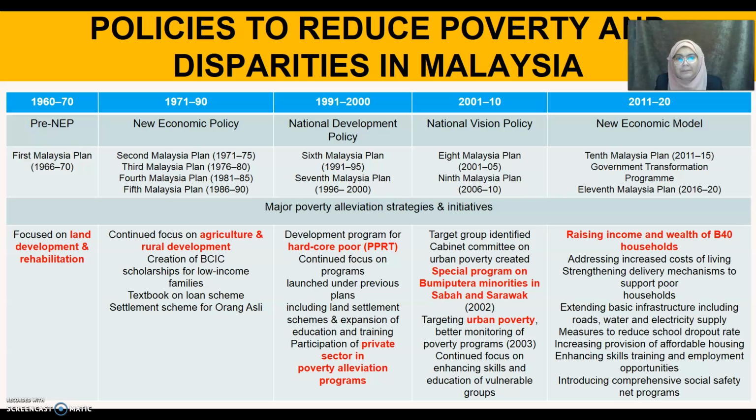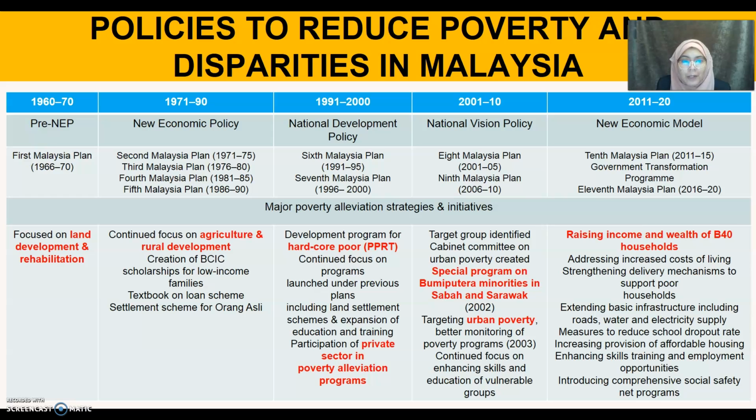Actually, we have a few policies that try to reduce poverty and disparities in Malaysia. Kita dah belajar banyak polisi, polisi pemakanan dan sebagainya, on food policies. But this one, we look at the policies in terms of how the government tries to reduce poverty and also disparities in Malaysia. We started with the 1960s to 70s, where we have what we call the pre-National Economic Policy or pre-NEP. During this pre-NEP, this was the First Malaysia Plan, a 5 years plan, where they looked at land development and rehabilitation.